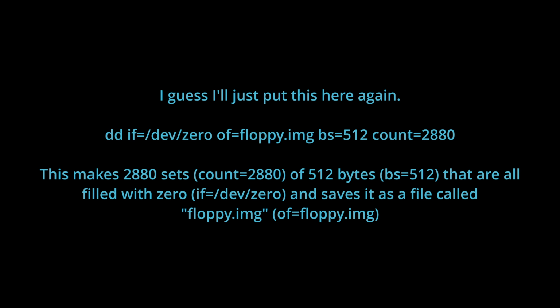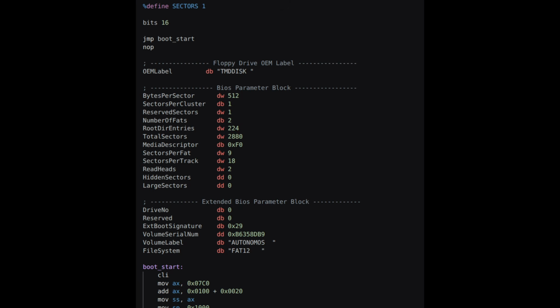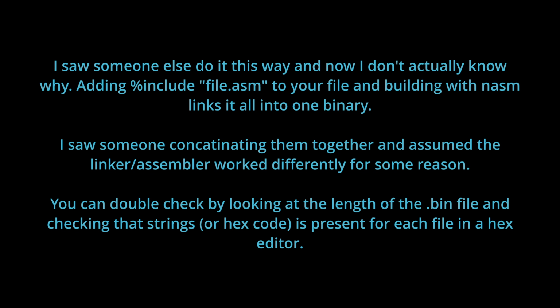The disk image can be created using DD and filling it with 2,880 512-byte blocks of zeros using /dev/zero. Then DD can be used again to write the boot sector to the first block of the image, but you have to add noTrunc to not truncate the data from the rest of the image. The boot image has a FAT12 descriptor, but I'm not fully sure what this does yet. I'm not really using a file system, I'm just concatenating my other assembly files to the end of the boot sector and reading them directly from memory.